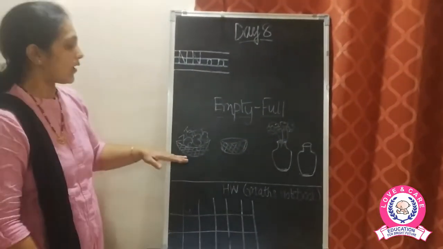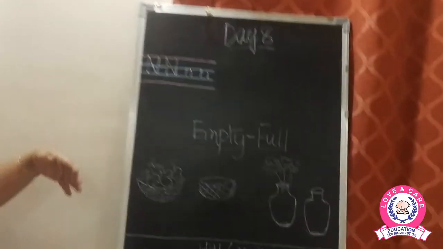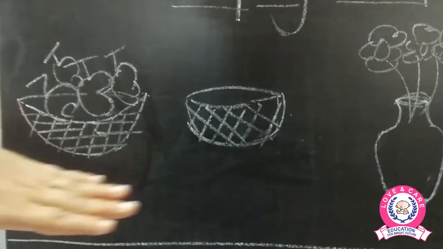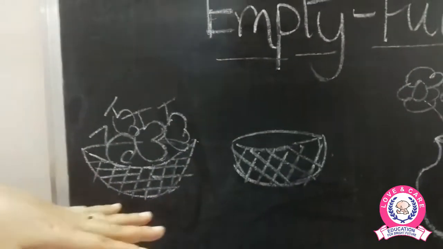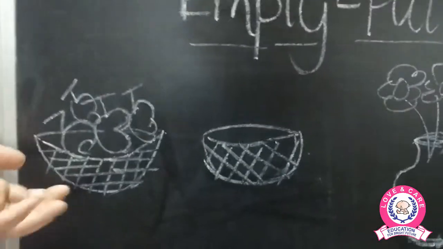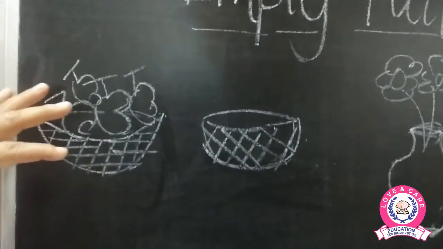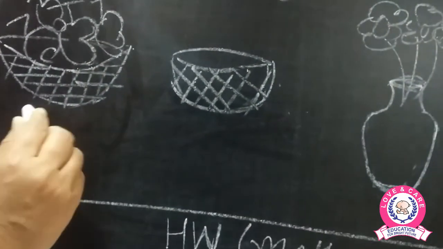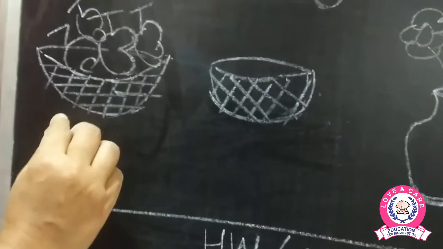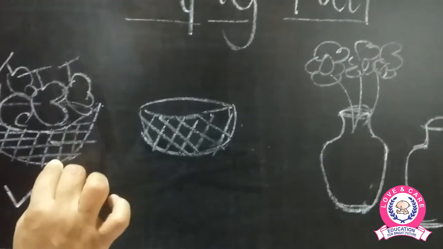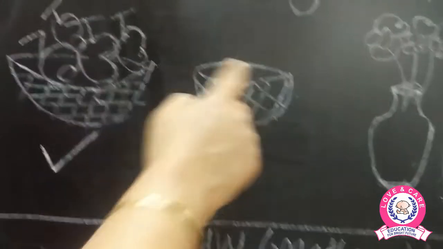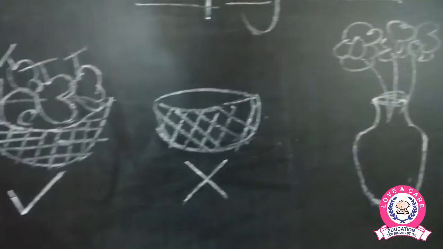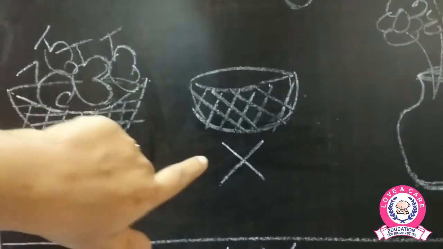Okay. So again I have just shown you what is empty and what is full. Now here there are two baskets given. When we are learning this we have two pictures. When you look at this picture, there are lots of mangoes over here, but there is nothing inside this one. So we will just tick the full one, and the one that is empty we will give a cross. So this is full and this is empty.